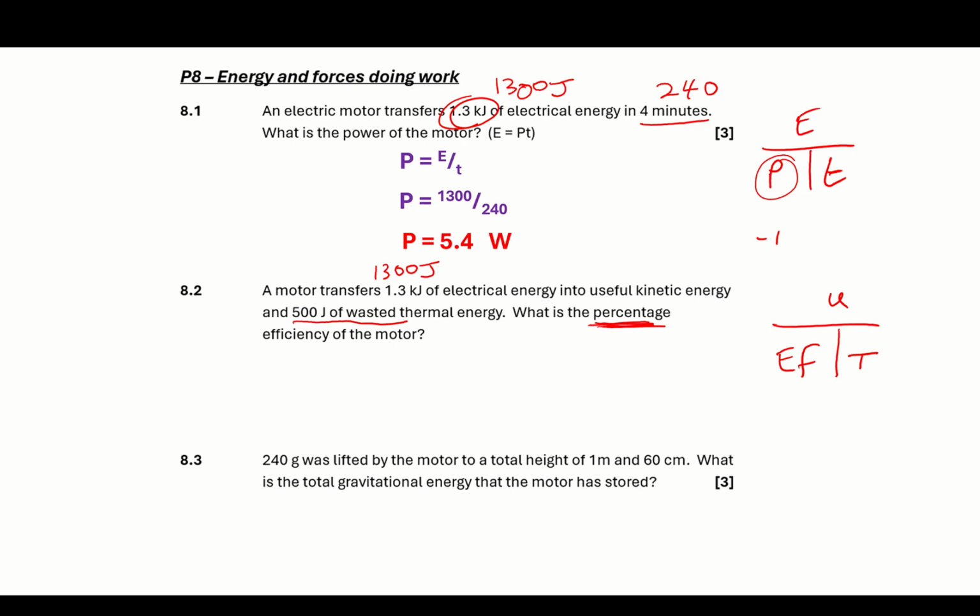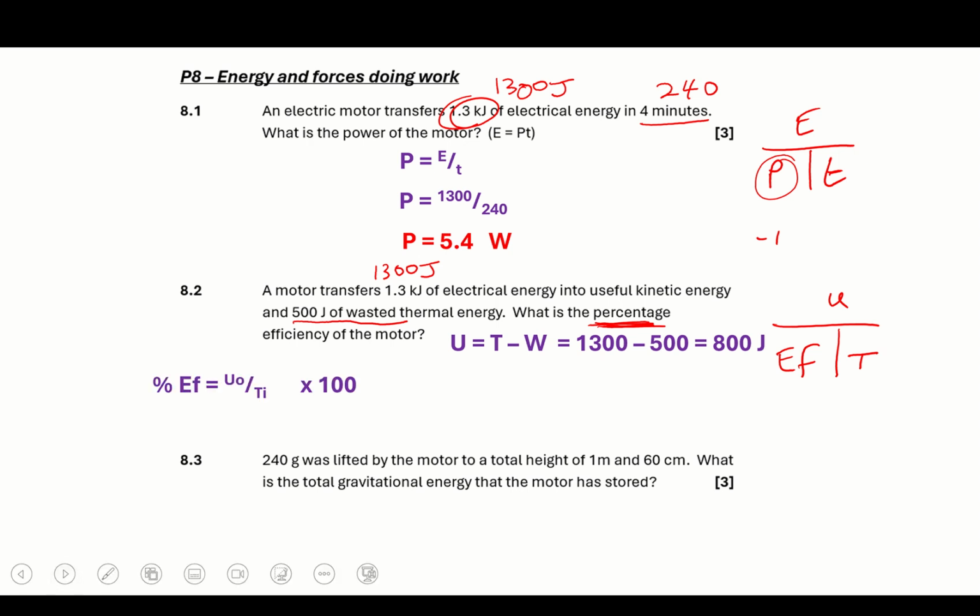And I've said to you, anytime they give you a percentage, change it to the decimal to use in your calculation. We're going to work out the useful. That's the total, take away the wasted. Now we've got the useful is 800, and I just divide that by the total. So the formula is 800 over 1,300, and then times it by 100 to get the percent. And there we go, 61.5%.